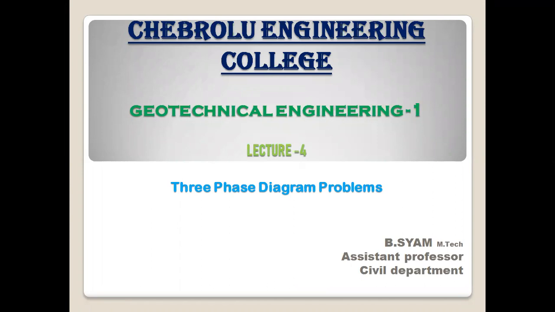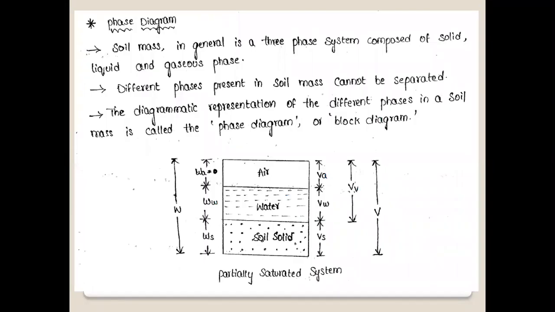The subject is Geotechnical Engineering 1, Lecture 4. In this topic, three-phase diagram problems. The phase diagram we already discussed in previous classes. Soil mass in general is a three-phase system composed of solid, liquid, and gaseous phases. The different phases present in soil mass cannot be separated. The diagrammatic representation of the different phases in soil mass is called the phase diagram or block diagram.